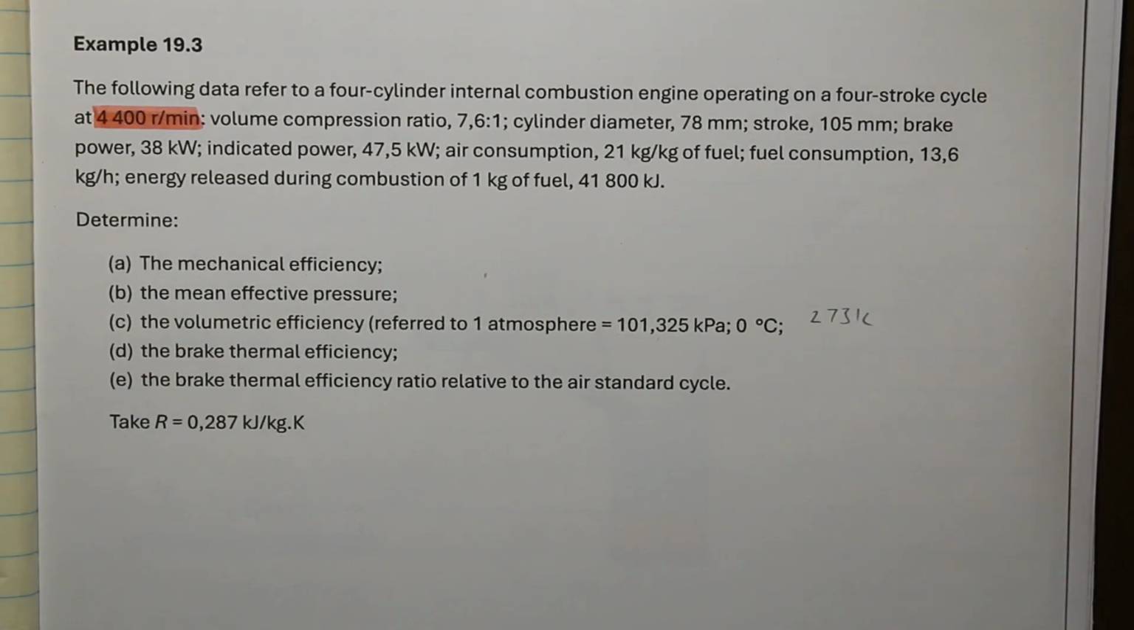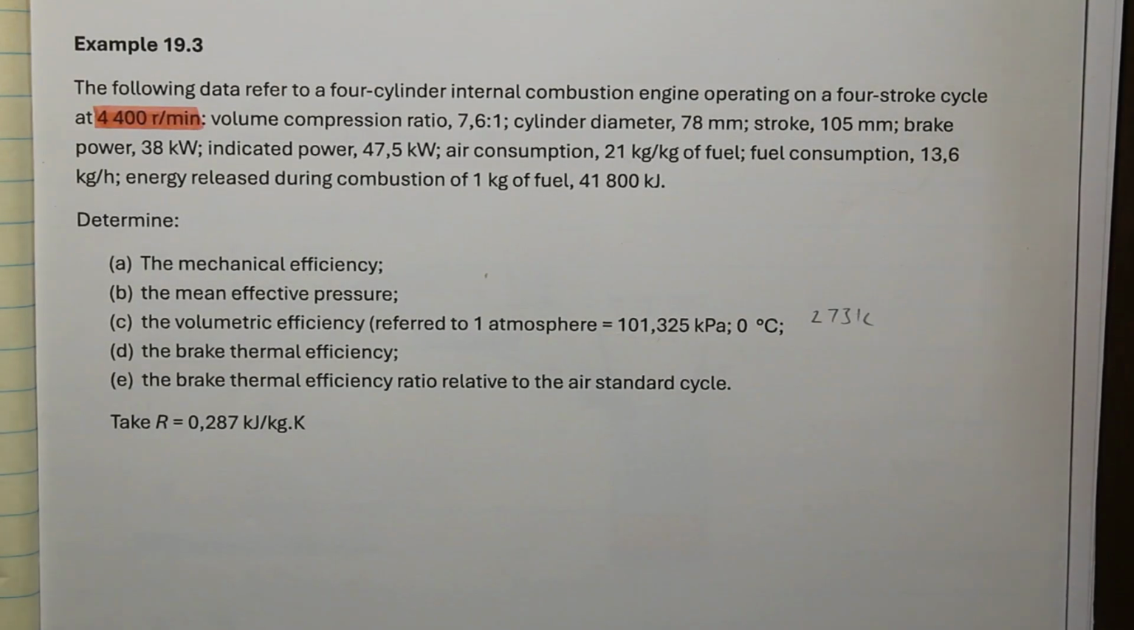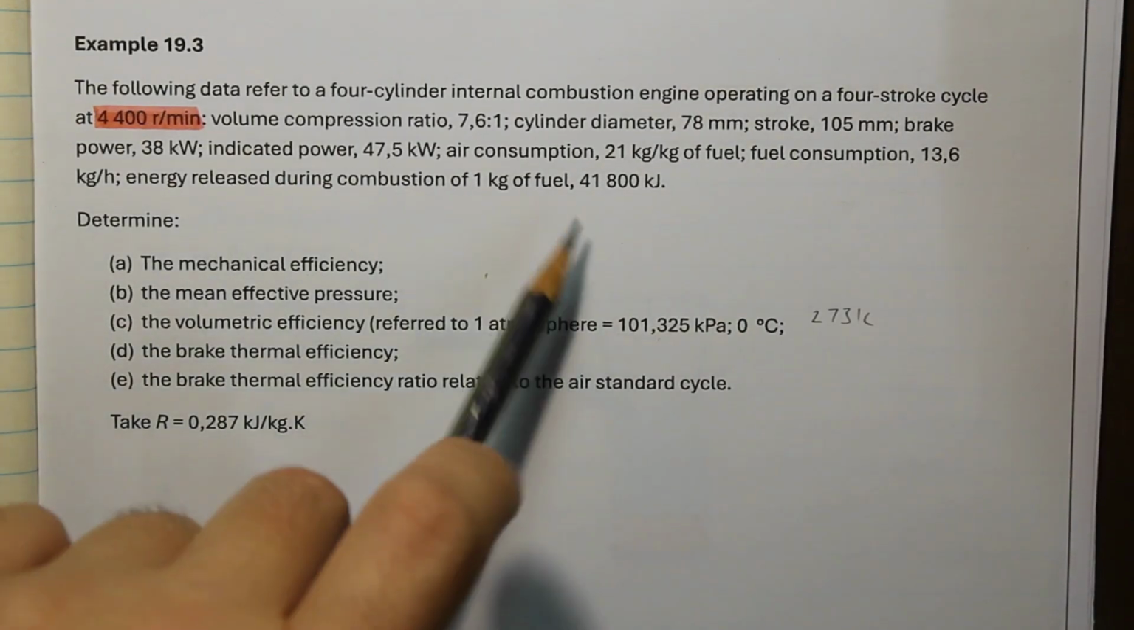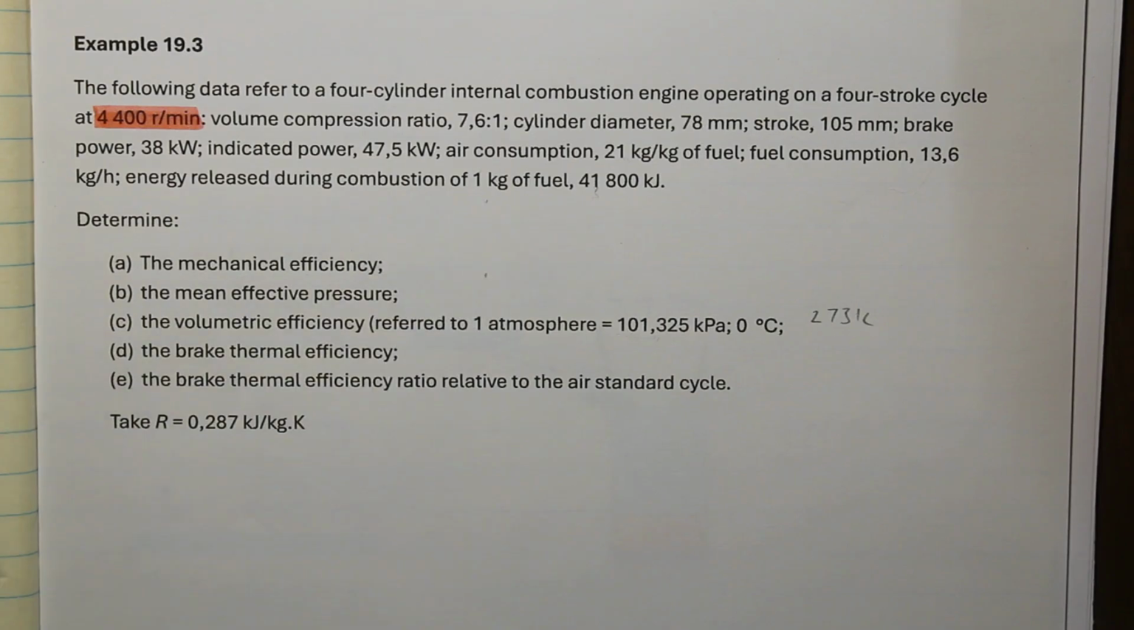So you need air and fuel in each cylinder. If you add all 4 cylinders up, the amount of air that it sucks in for every kilogram of fuel burnt is 21 kilograms of air. The fuel consumption is 13.6 kilograms per hour, so for every hour that this engine is running, it burns 13.6 kilograms of petrol or fuel. The energy released during combustion of 1 kilogram of fuel is 41,800 kilojoules. Just like with boilers, that is our calorific value, how much energy is released for every kilogram of fuel.